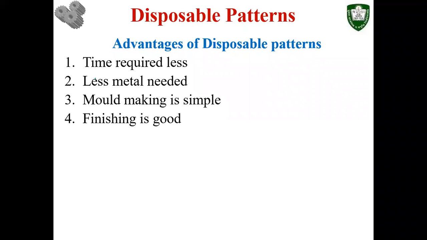In the case of disposable patterns, the advantages include less time required and less metal needed. Mold making is very simple. You just make the mold and heat it up to create the cavity, and the finishing is also good, because the wax pattern or any volatile material pattern that you produce gives a very fine, finished surface, and that gives you a very finished casting product.